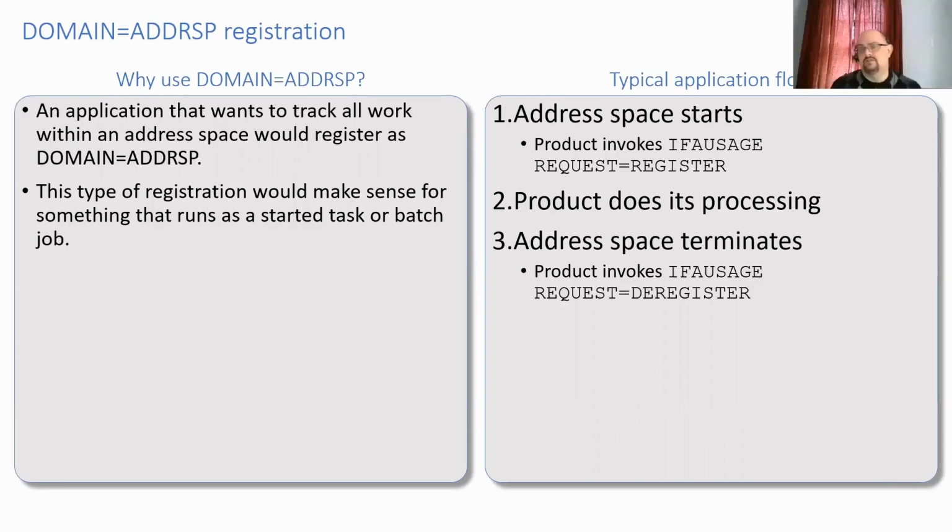So the application flow: the address space starts, it invokes this IFAUSAGE REQUEST=REGISTER service, does some processing, and then in its termination processing, it's going to invoke this IFAUSAGE REQUEST=DEREGISTER service, which we haven't talked about yet, but we'll get to soon.